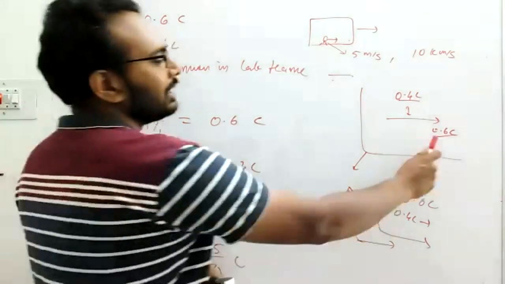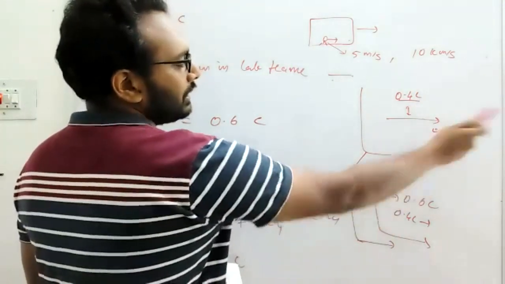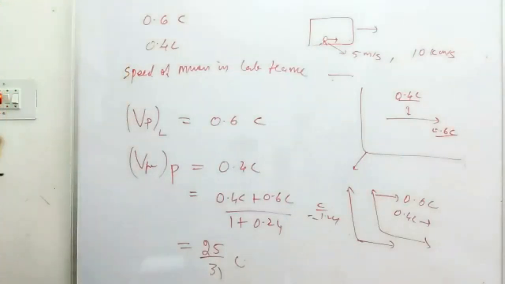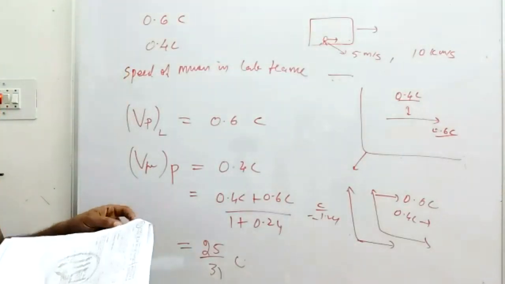So in this case, this pion is like a train. That's all.